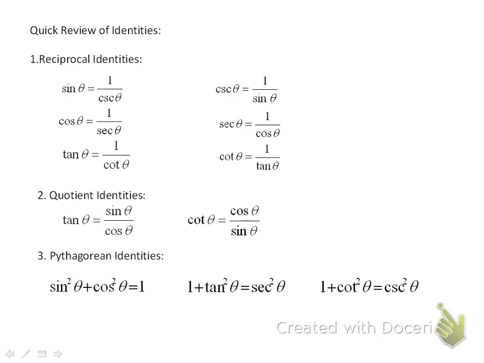Pythagorean identities, please read page 504. I'm not kidding, do it. Because it gives you the justification for these, and it's a really good example that you need to read. Now, the first one, sine squared theta plus cosine squared theta equals 1, is going to be your most used Pythagorean identity. But you still need to know the other 2.